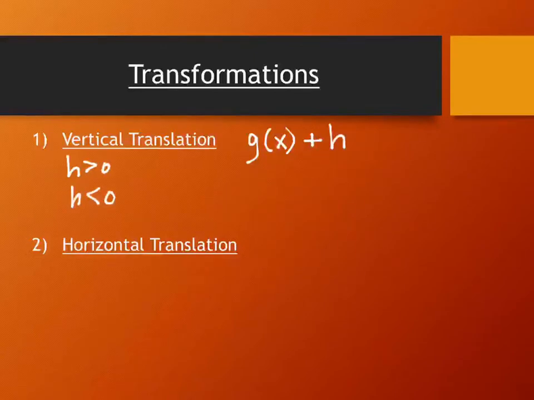If the h value is positive, it looks like we're adding something to the end. If the h value is negative, it looks like we're subtracting something at the end. So everything happens the way you would expect when you add or subtract a number to a function. It's a vertical transformation. If you add it, do you think you'd move it up or down? Up. So this is a shift up. And if you were subtracting it, you would expect it to go down. So this is a shift down.